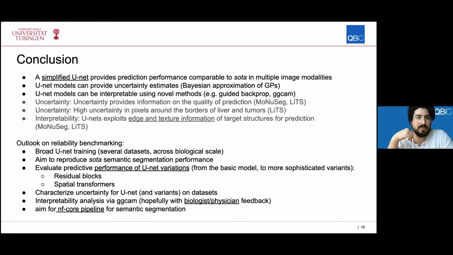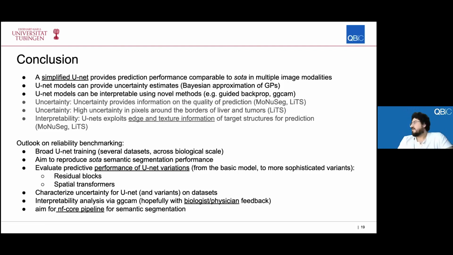So to come to a fast conclusion, I showed you that indeed a simplified version of the unit is able to get comparable results to the state of the art. That it is possible to extract a measure of uncertainty from these models using a Bayesian approximation of Gaussian processes. And we are able to use some state-of-the-art models to visualize what is the feature importance of our input. That is, to be able to interpret and visualize on what information this prediction is being done.